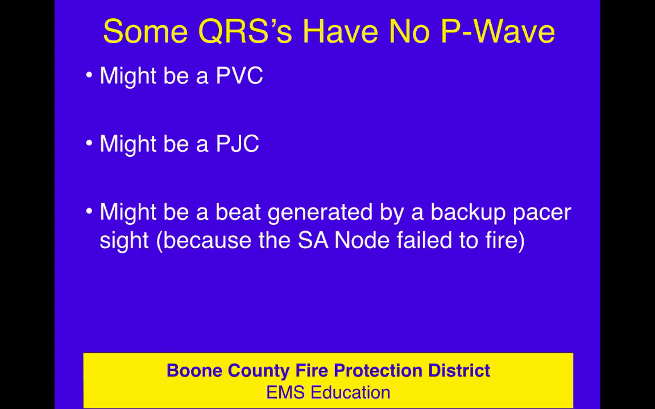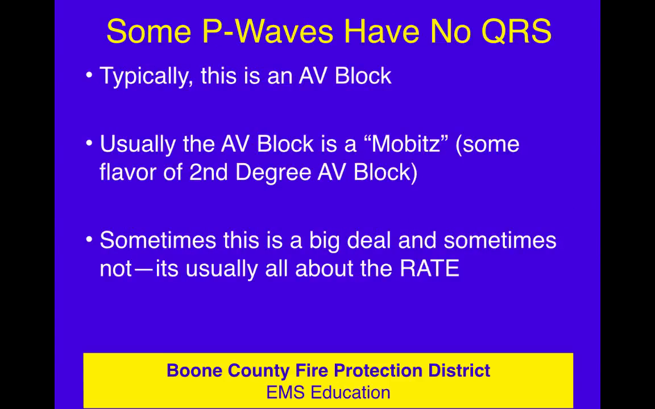Or maybe the SA node didn't function and the backup at the junction didn't function, and then we were left with a backup to the backup, a beat coming out of the Purkinje fibers, and so that would be a ventricular escape beat. And that can be a good thing. It indicates there's a conduction problem, but we like those escape beats because they help us escape funerals.